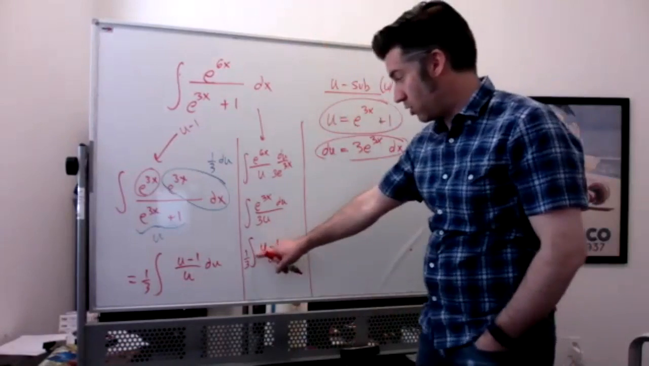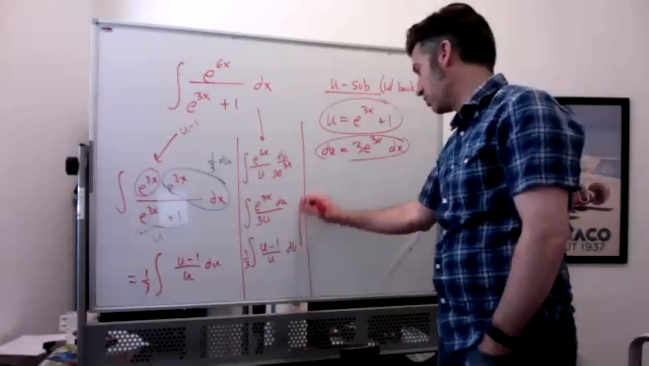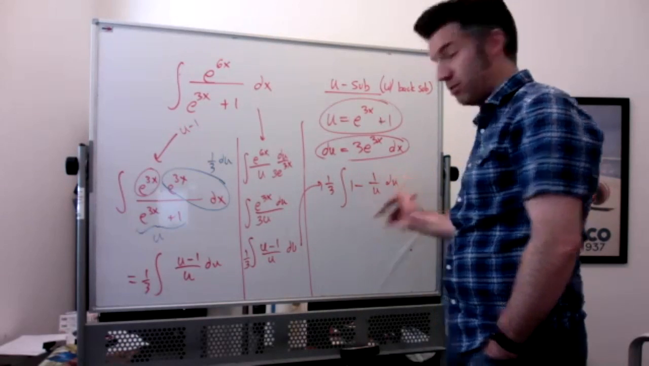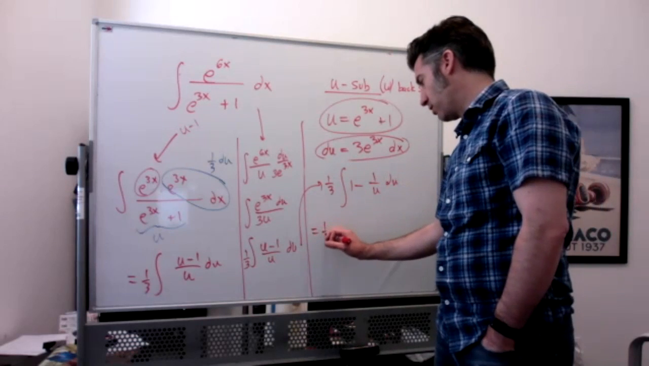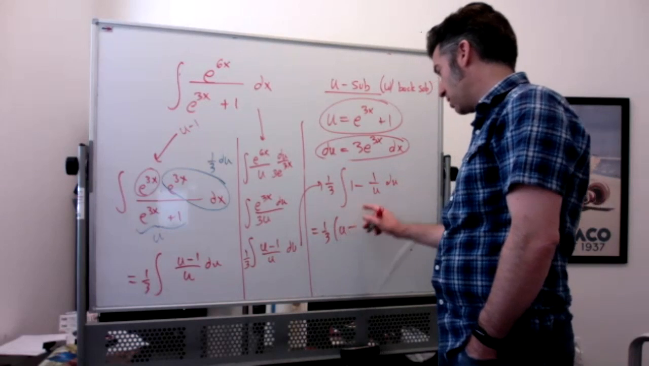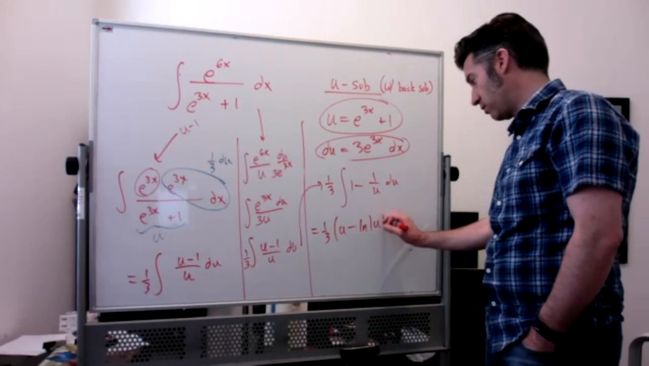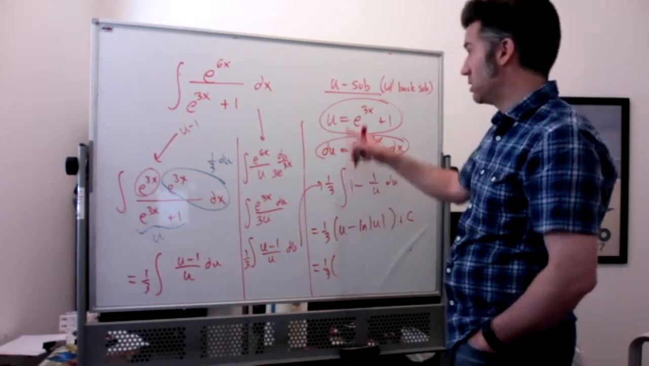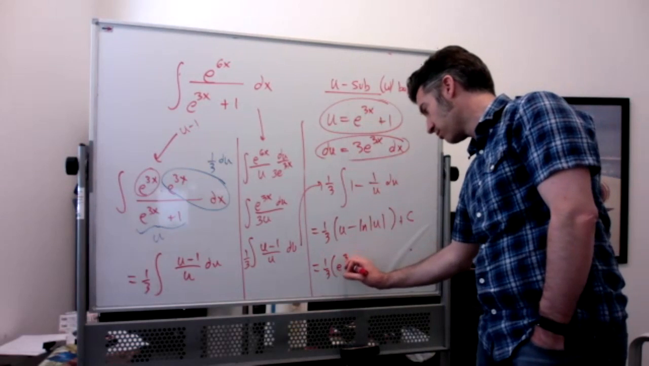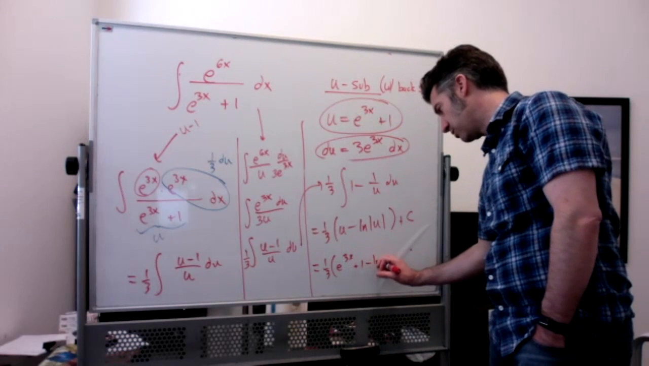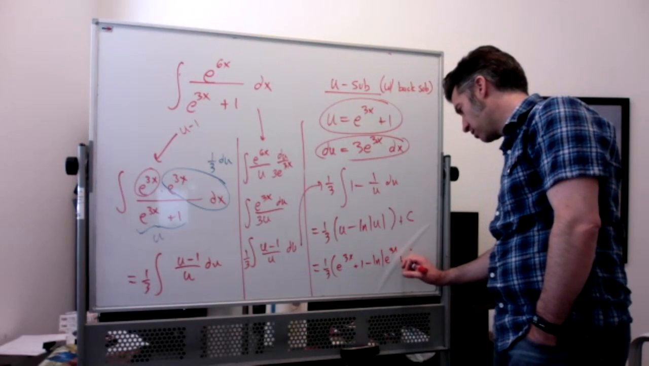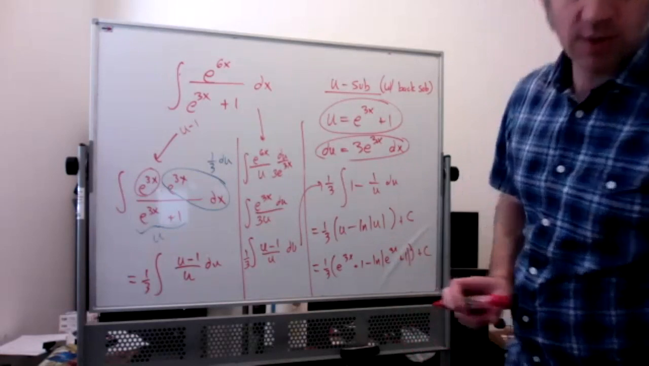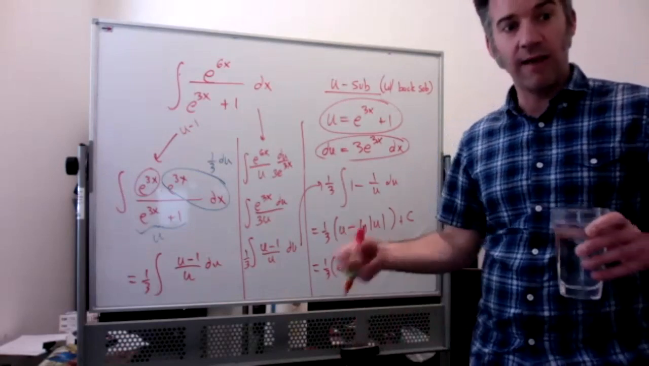And say, okay, if I've got u minus 1 over u, that's equal to the integral of 1 minus 1 over u, just dividing each part by u. And then you get 1/3, the integral of 1 is u. The integral of 1 over u is the natural log of the absolute value of u plus c. And then we get 1/3 times u, which is e to the 3x plus 1, minus the natural log of the absolute value of e to the 3x plus 1, plus c.